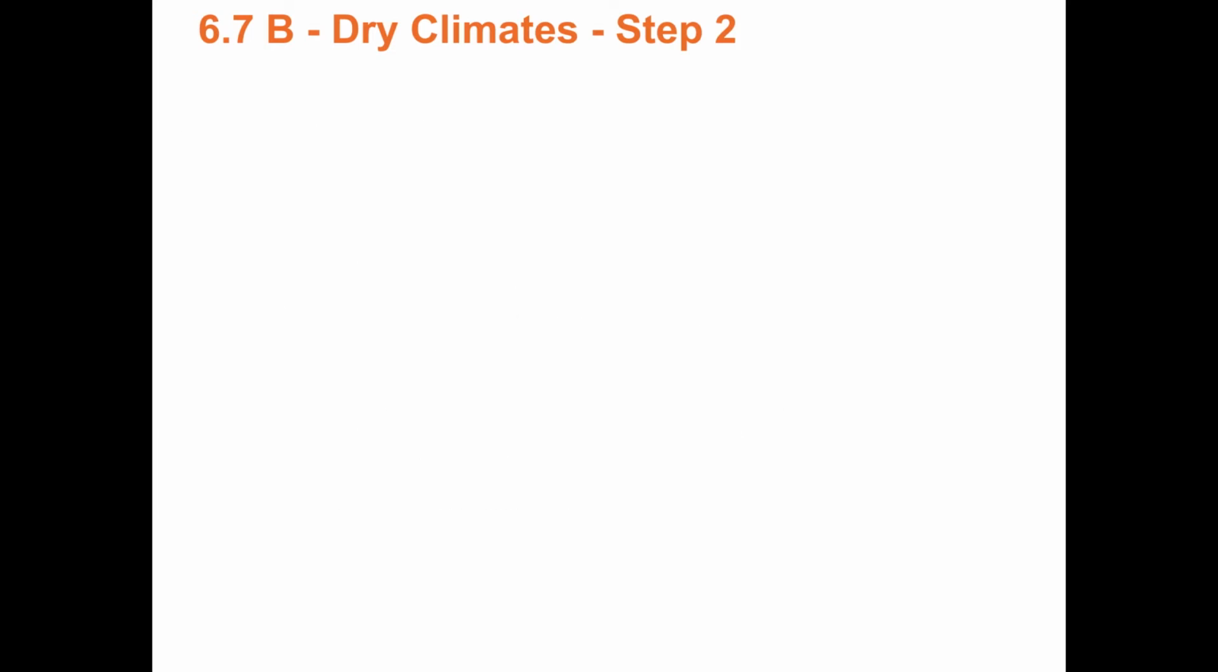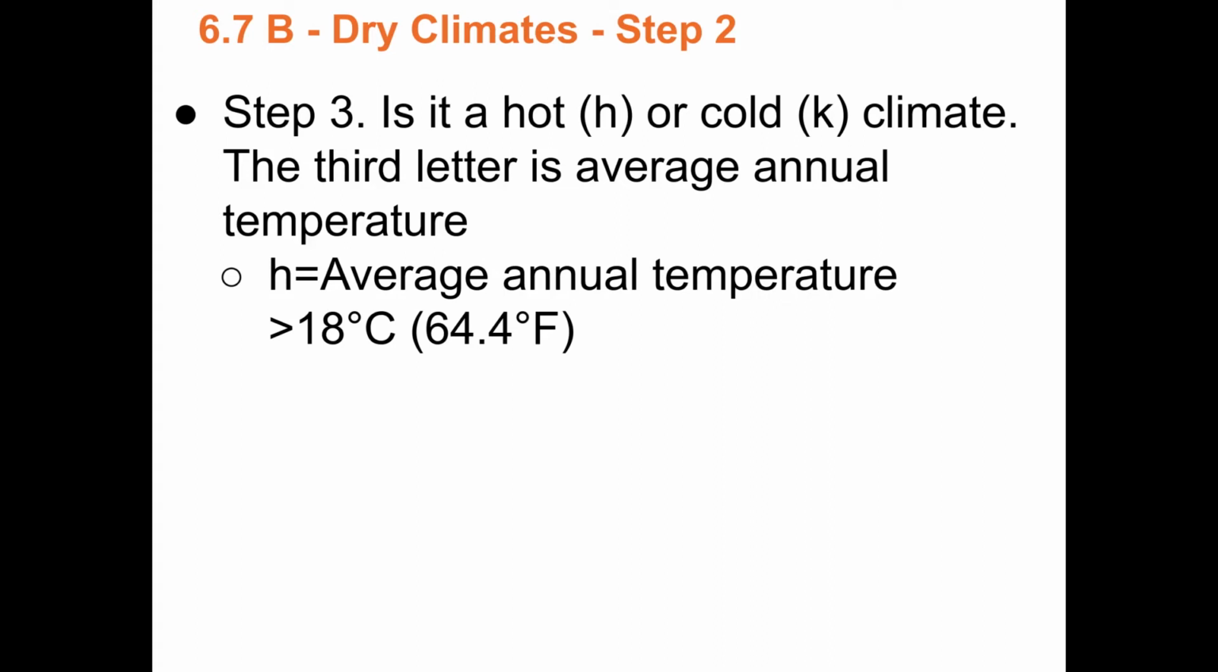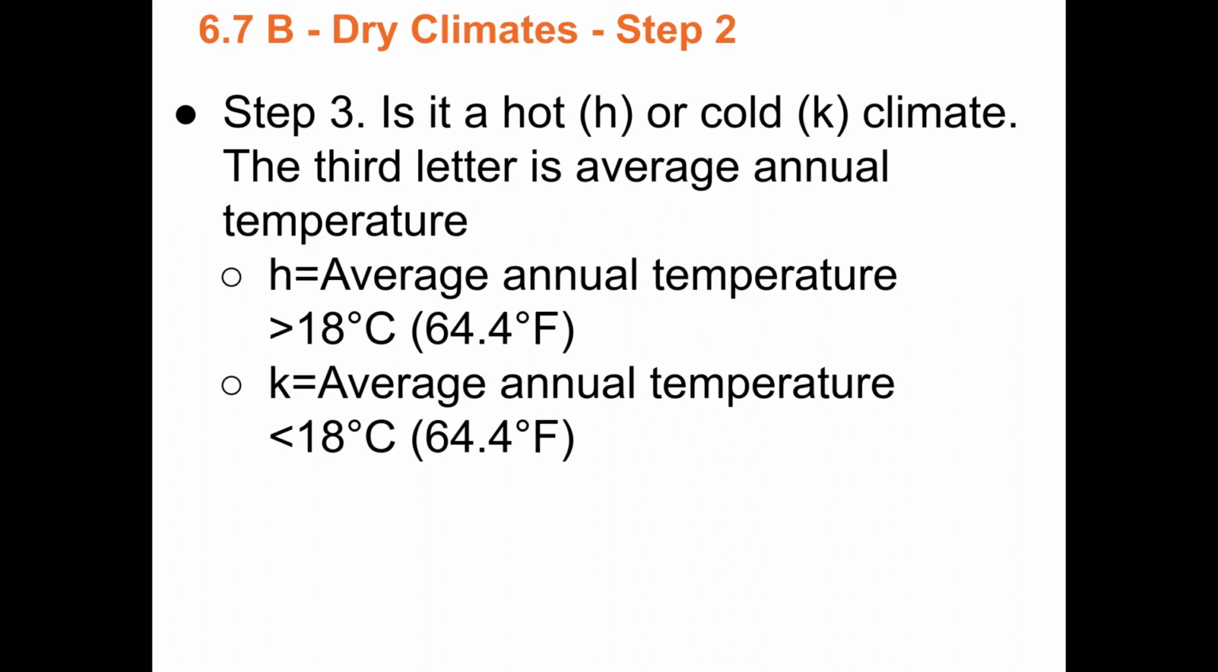And then the next thing to do is to figure out what's the average annual temperature to determine, is it a hot or cold climate. If the average temperature is warmer than 18 Celsius, then it's an H. If the average annual temperature is colder than 18 Celsius, then it's a K. And the capitalization is very important in the Koppen system: for the dry climates, the first two letters, BW or BS, are capitalized, the third letter is lowercase.